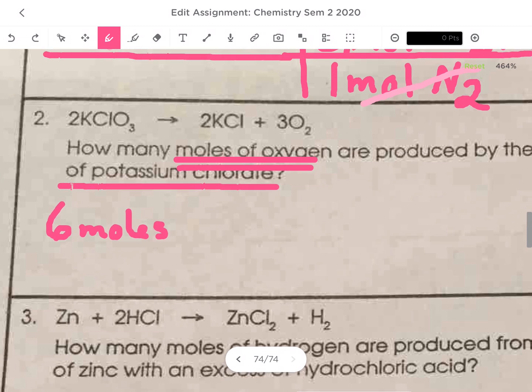potassium chlorate. Oh man, where's potassium chlorate? Well, let's look at our balanced chemical equation and see if we can figure it out. Okay, so K is potassium and ClO3 is chlorate. So right there is potassium chlorate. Okay, so there's potassium chlorate. So KClO3.